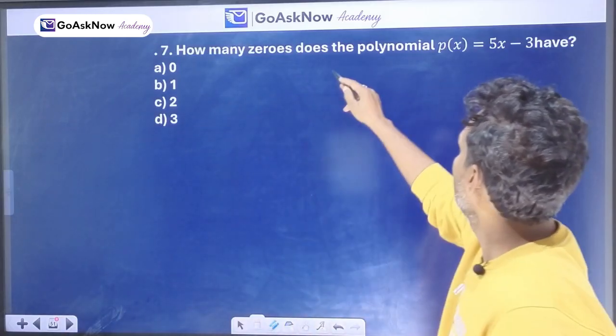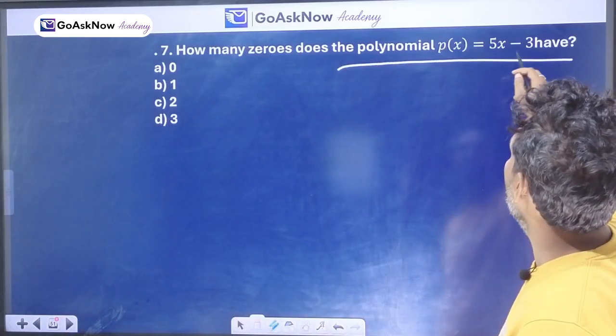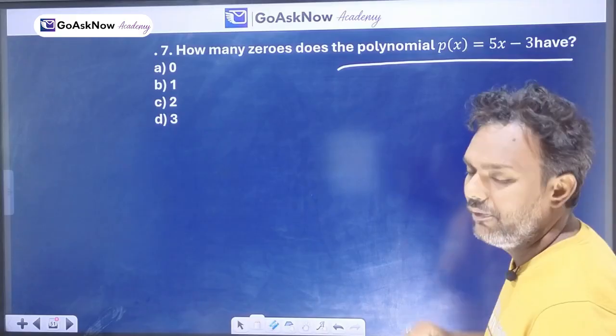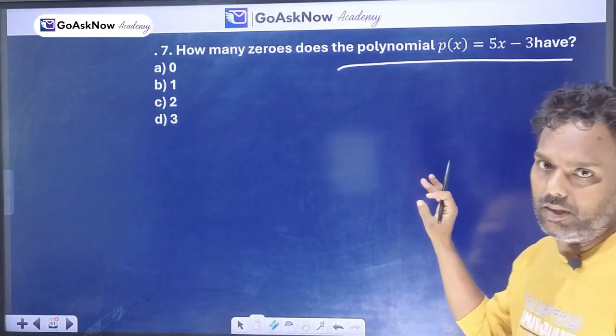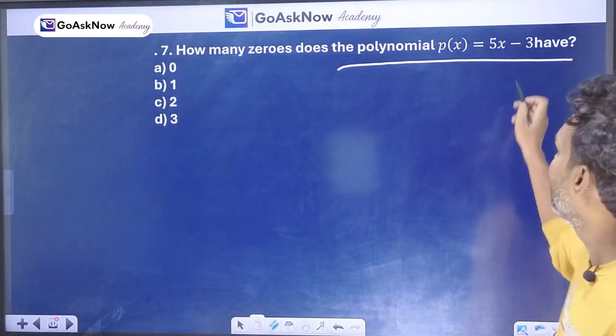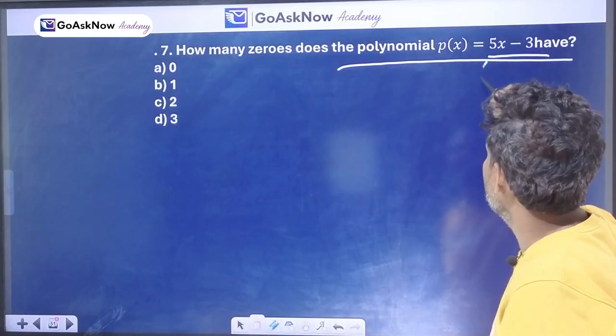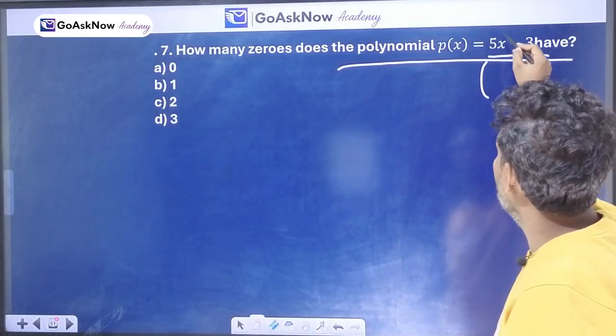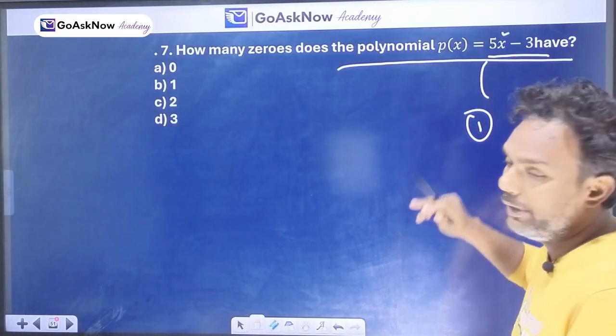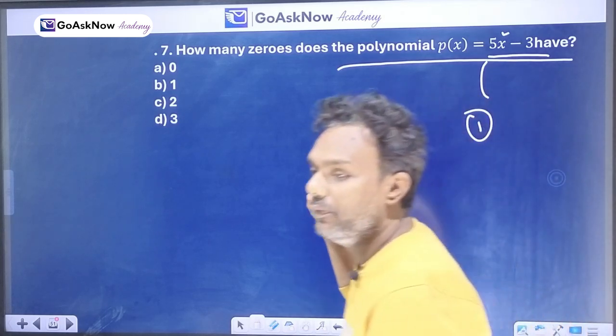How many zeros does the polynomial p(x) equal to 5x minus 3 have? We are not going to solve it. We are going to only analyze that since this is a linear equation, maximum power of x is 1, therefore it may have only one solution.